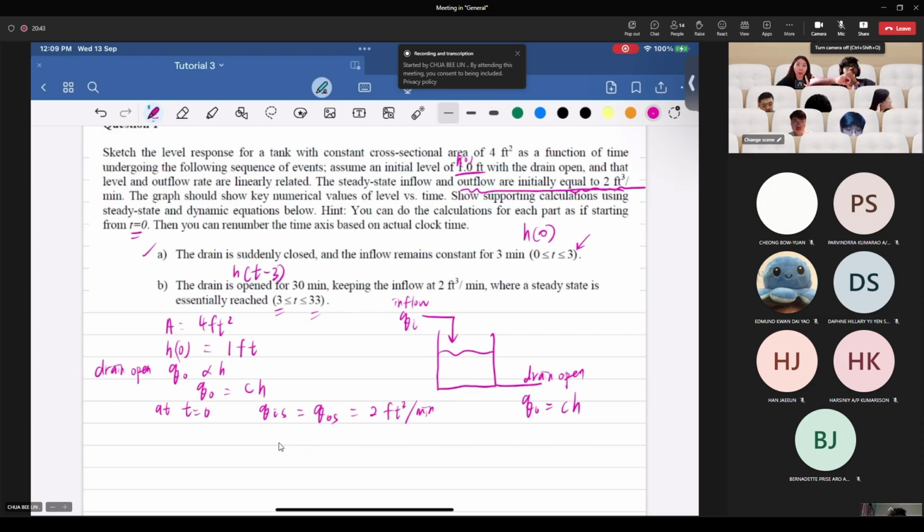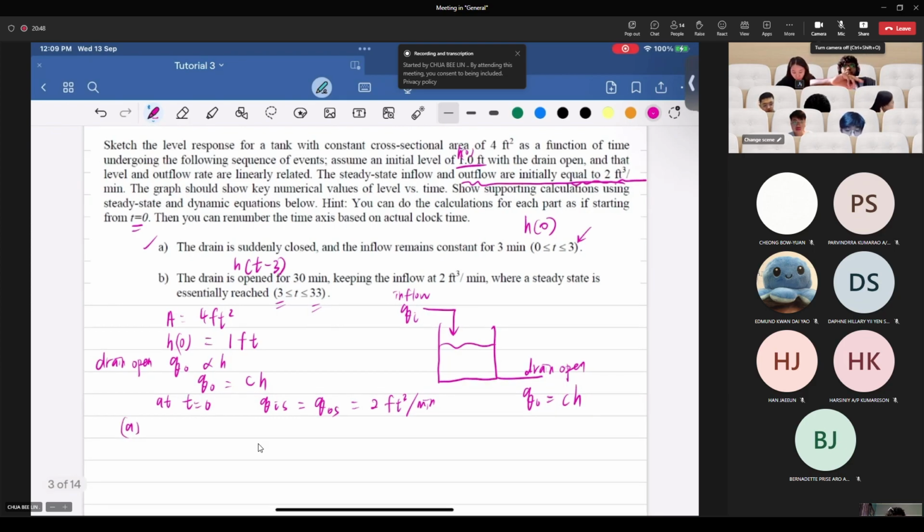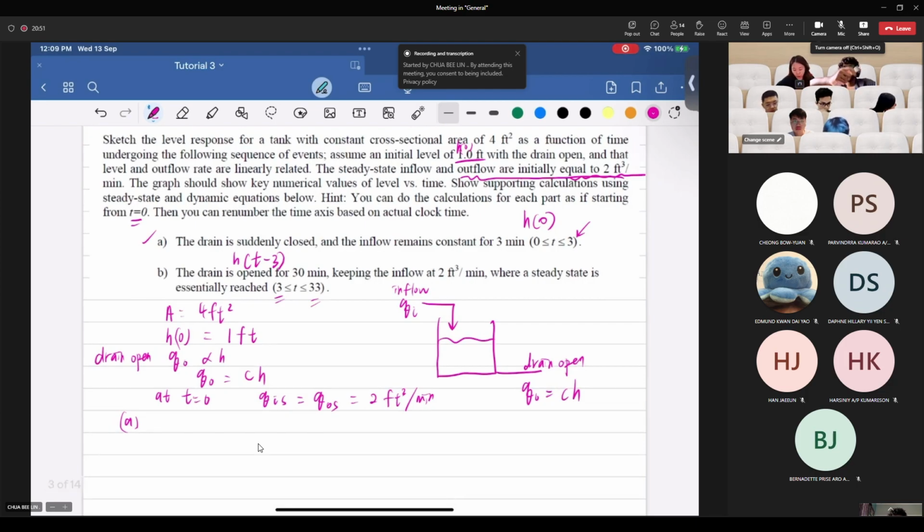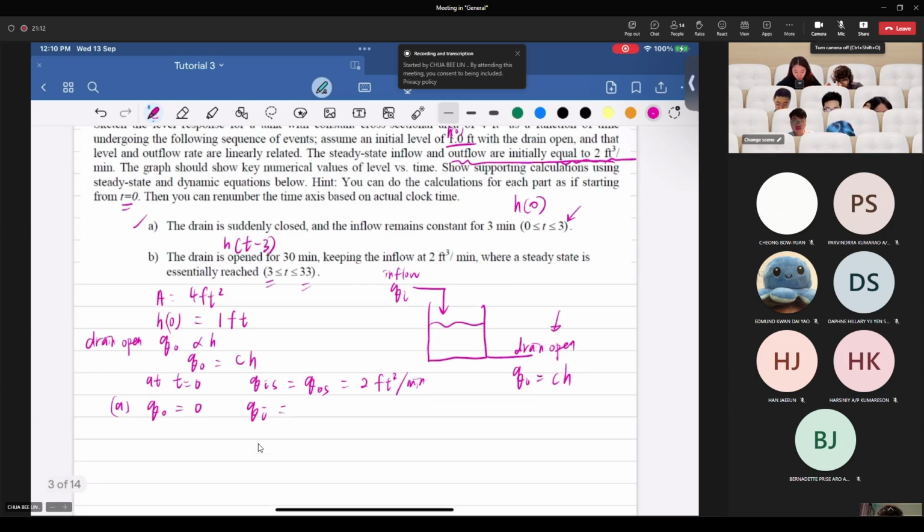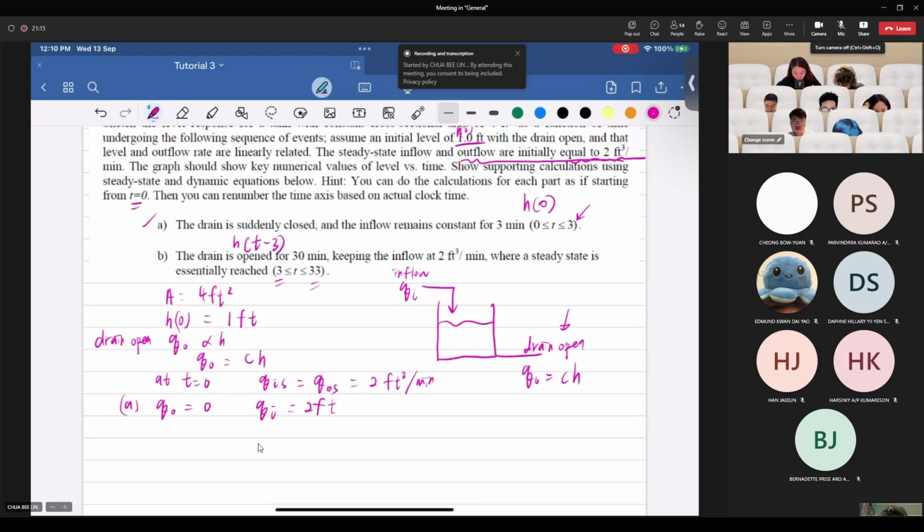So it is the event in sequence. For example, we start to solve the A. So the drain is suddenly closed, meaning that your Q0 equals to 0. When this drain is closed, then you won't be having any outflow. Your outflow will be Q0 equals to 0. The inflow remains the same, which is 2 cubic feet per minute from the time from 0 to 3.